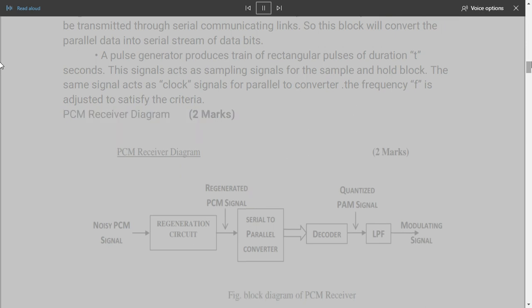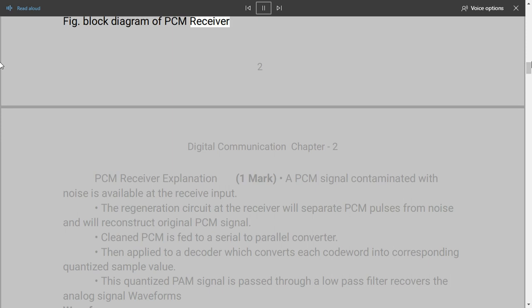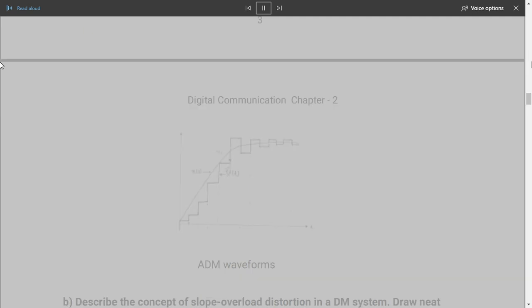Fig. Block diagram of PCM receiver. Digital Communication Chapter 2. PCM receiver explanation, 1 mark.